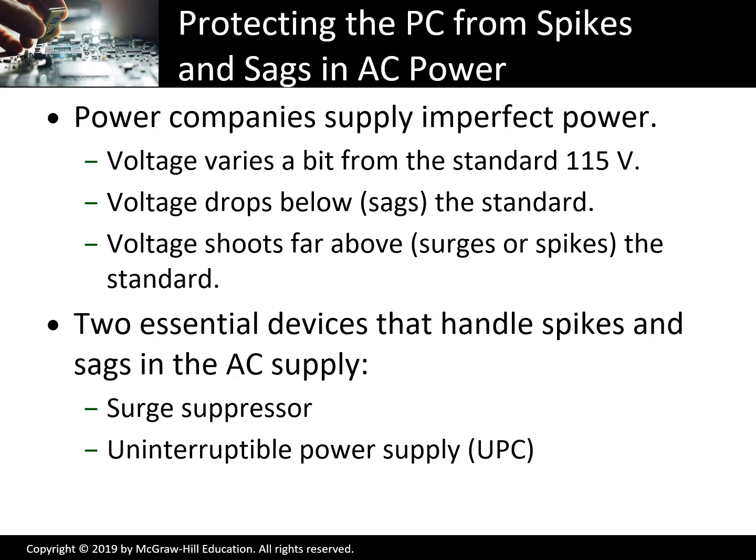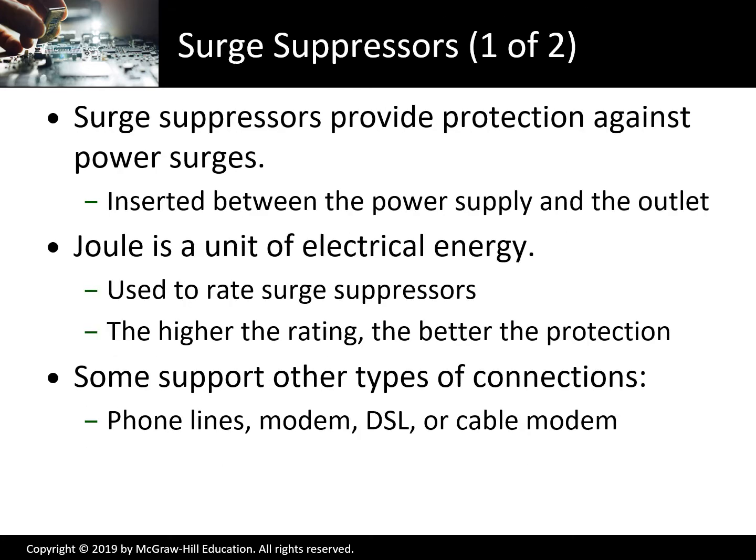Two essential things that happen when it spikes is it can cause your computer to malfunction or even burn up. You get around that by using a surge suppressor. Note the word suppressor. It will help suppress it, won't stop it, and a UPS, uninterruptible power supply. The surge suppressors help protect against power surges, and it's between the power supply and the outlet. You measure them in joules, and that's how much of a surge it can handle. The higher the rating, the better protection.